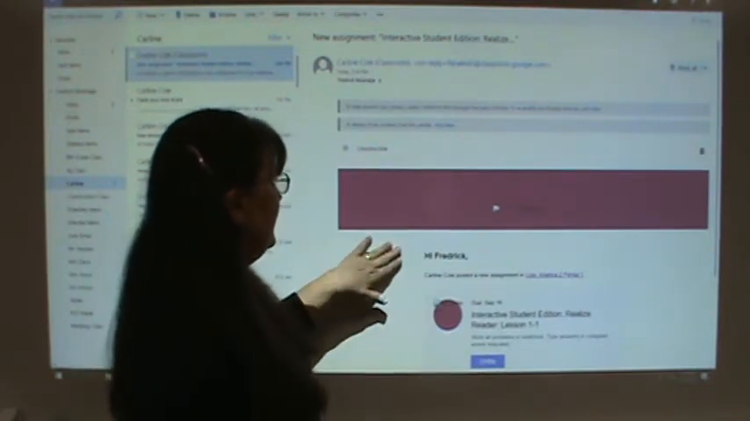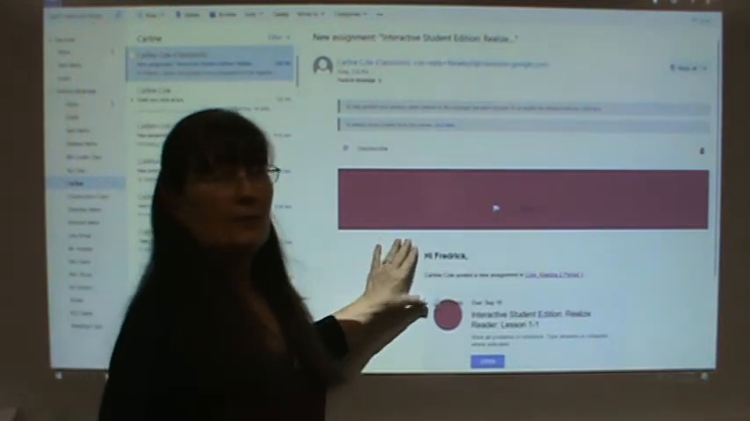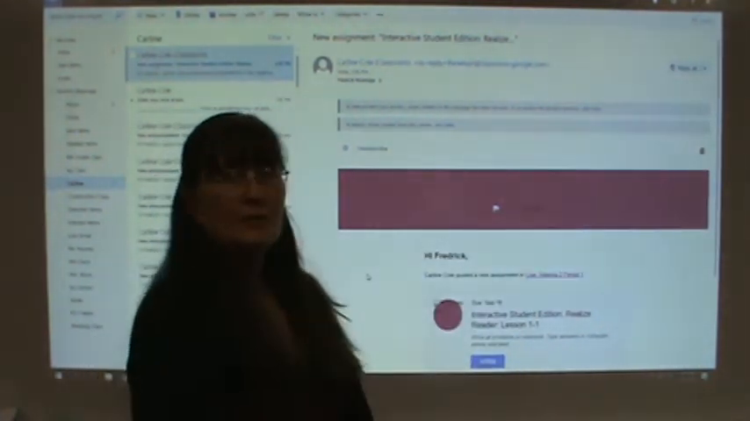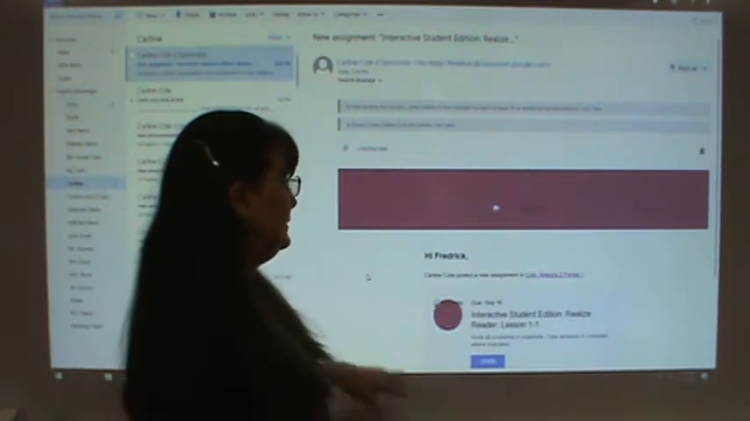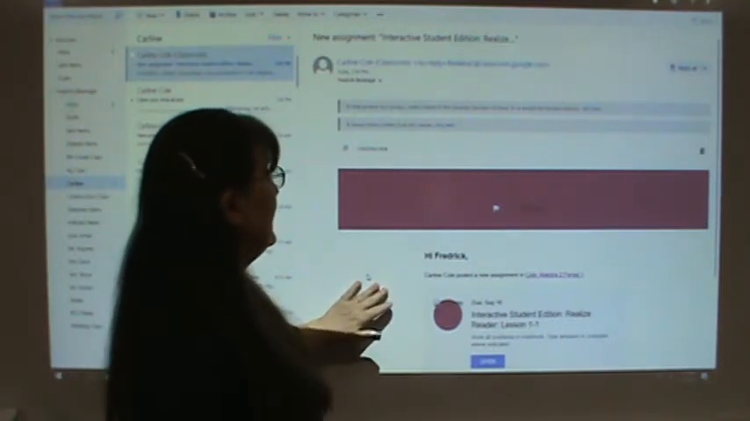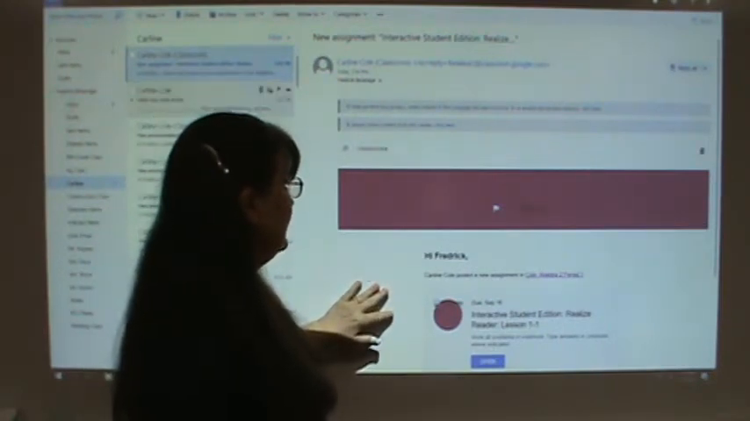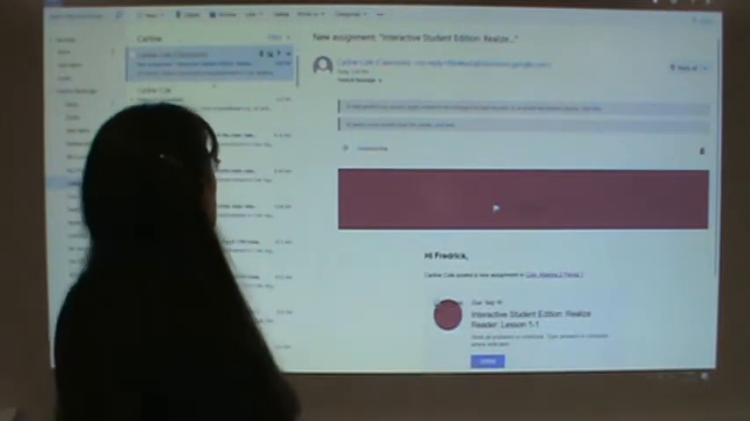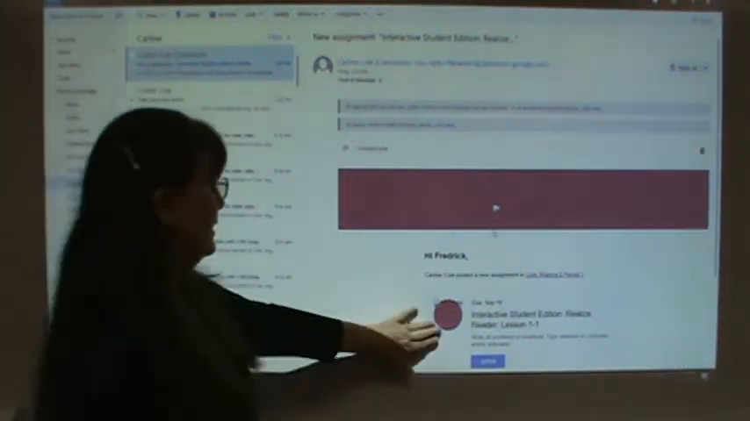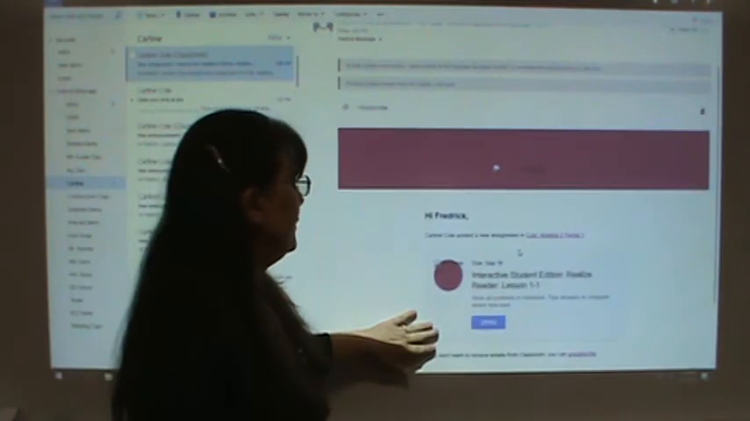So we're going to be using Freddie here. He's over here on the side working his computer for me. The first thing that happened was he got into his email and he found the email for this and clicked on it, and it comes up here. In order to get into this program, all we do is click on open.